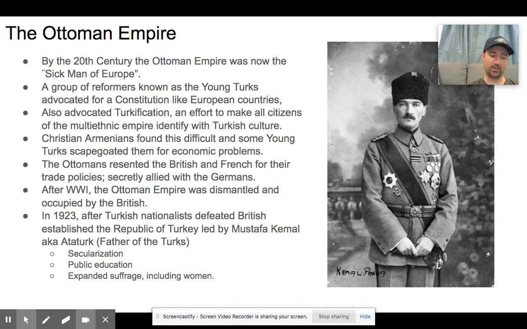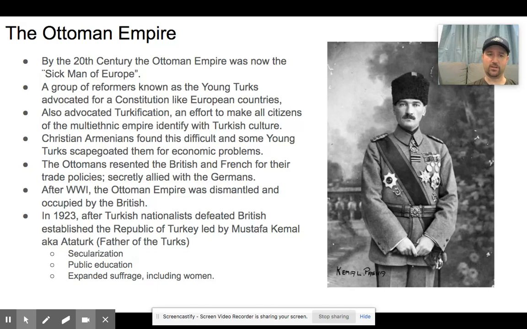But in 1921, they revolted against the British, and by 1923, a Turkish nationalist would take control of the government and establish what is now known as the Republic of Turkey, led by a guy named Mustafa Kemal, who is the person in the photograph here. And he's also affectionately known as Ataturk, which essentially means father of the Turks.